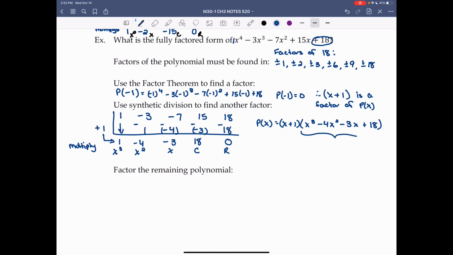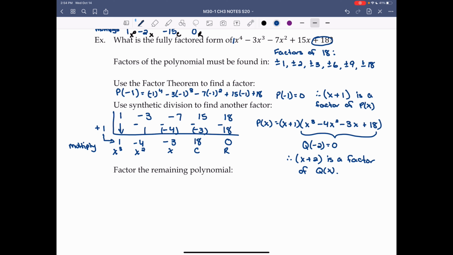This remaining polynomial, that's our quotient, so we'll call it q of x. Then q of negative 2 would equal 0, since negative 2 was an x-intercept of p of x. Therefore, x minus negative 2, or x plus 2, is a factor of q of x.